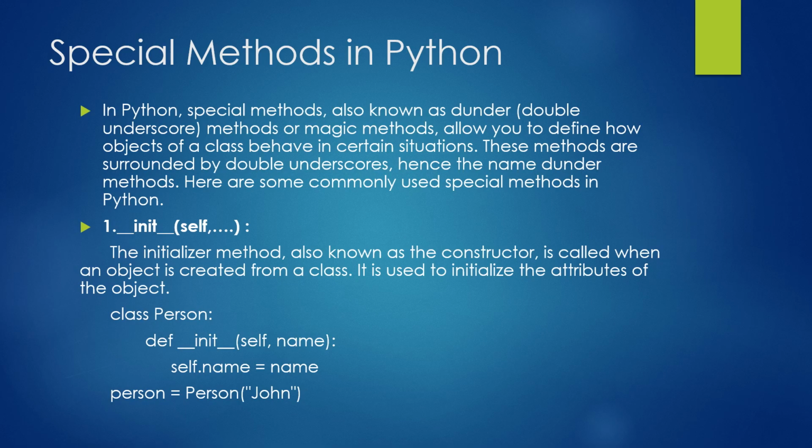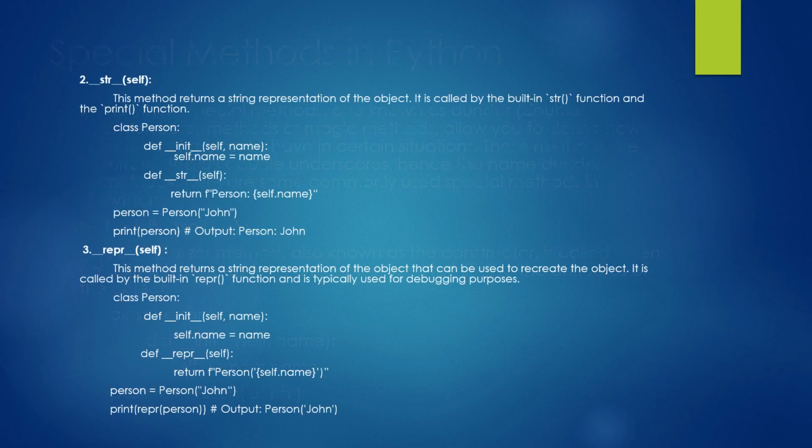Self.name equals name. And the second method is the str method. This method returns a string representation of an object. It is called by the built-in str function and the print function.